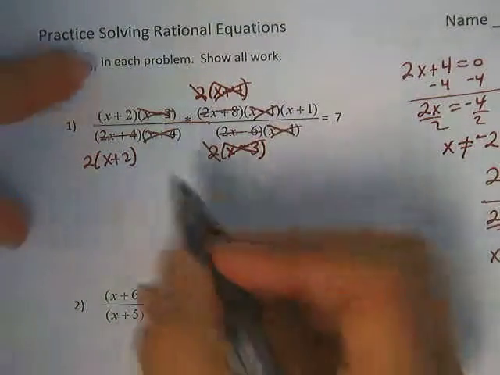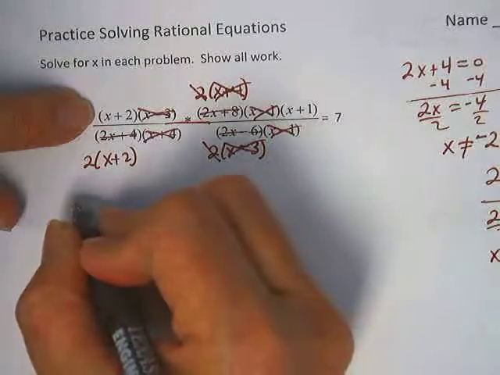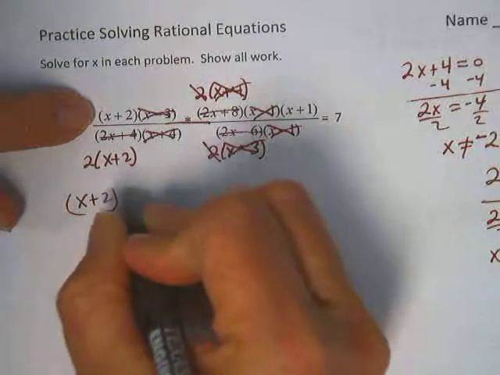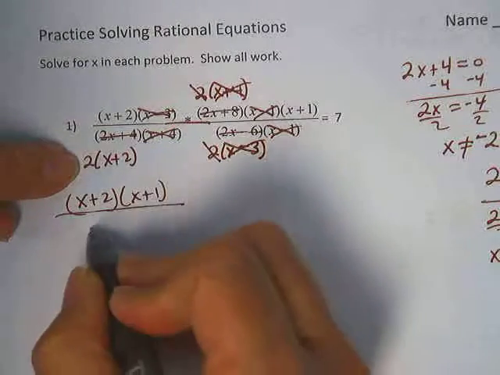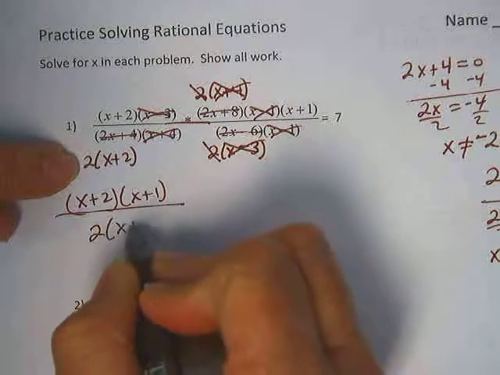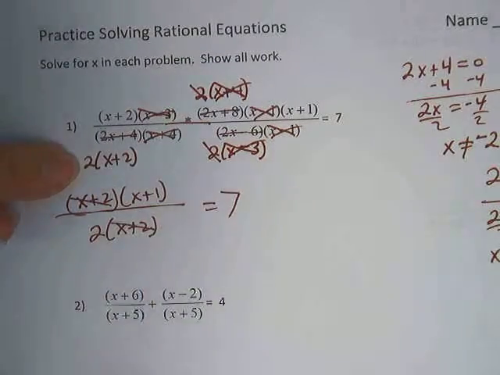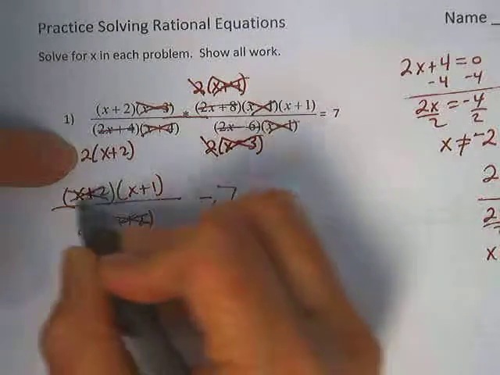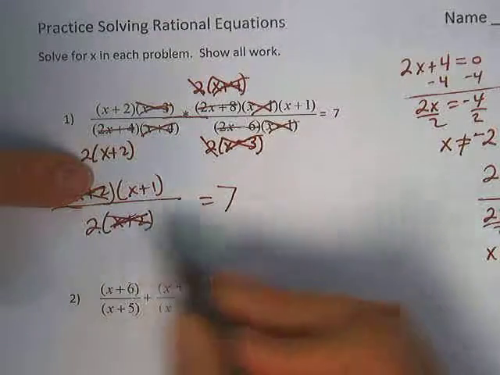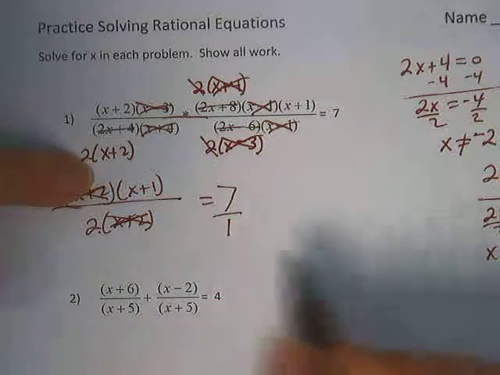Okay, so let's rewrite this. I now have x plus 2 times x plus 1 over 2 times, oh, look, I missed one. Those x plus 2's cancel also. Well, great. We're in much better shape. So at this point, I have x plus 1 over 2 is equal to 7. So I put the 7 over the 1, because it's a whole number.